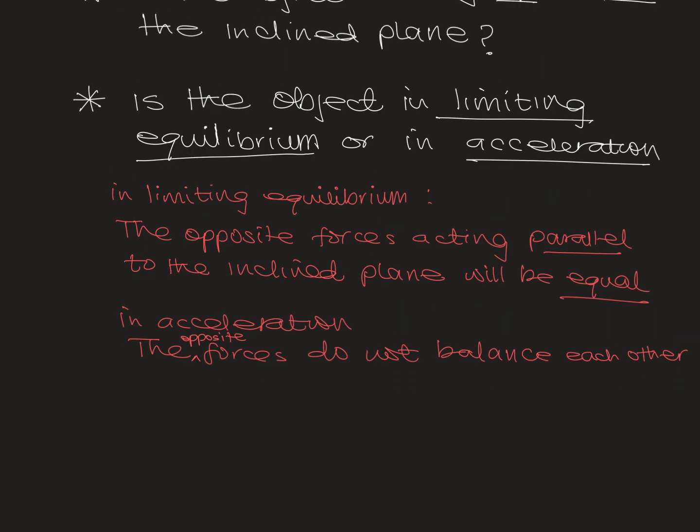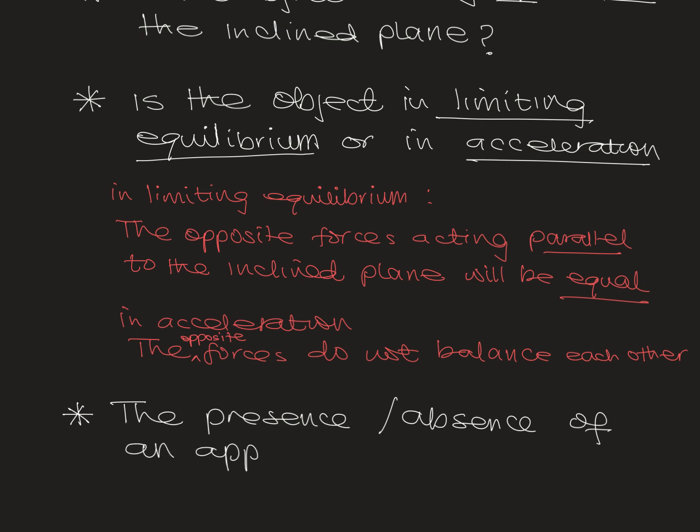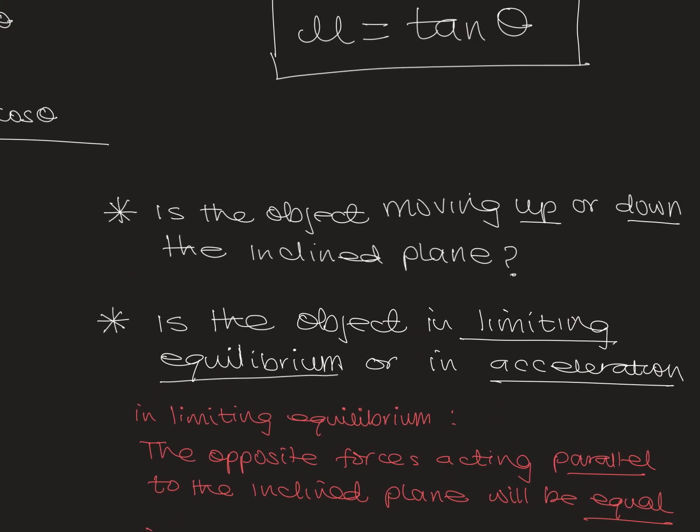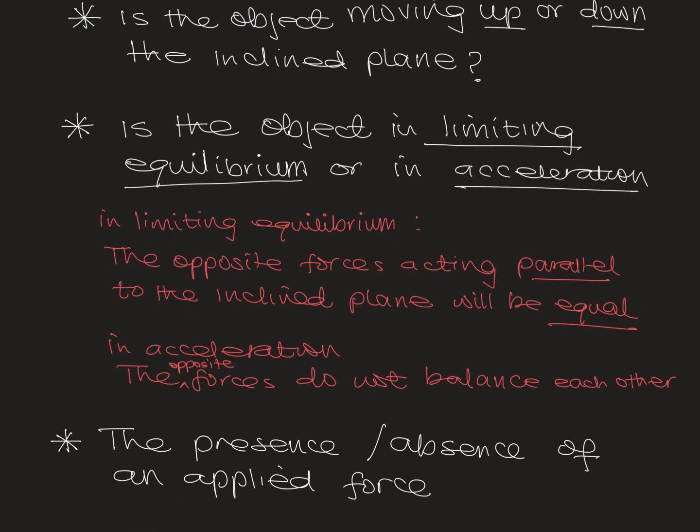And the last thing we have to know when dealing with friction on an inclined plane is to know whether there is applied force or not. So we have to know the presence or the absence of an applied force. Okay? These three things will help us to establish our own equation.